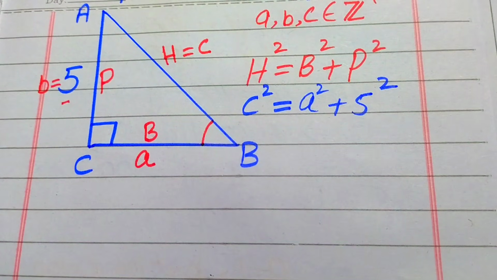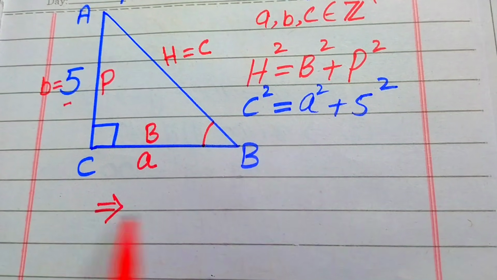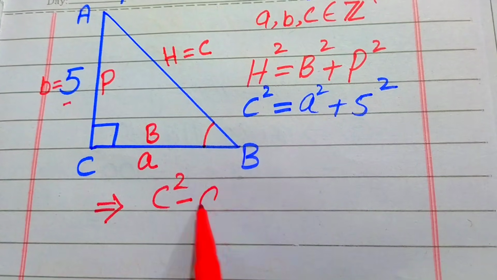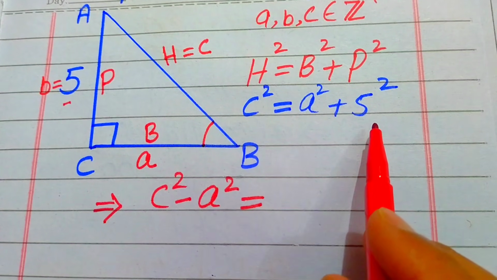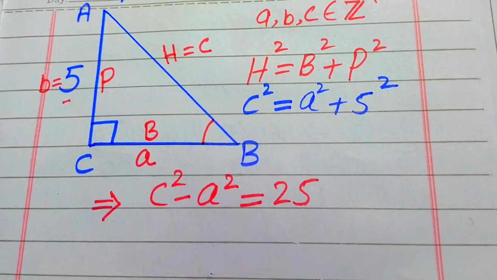And further, in the next step, we need more simplification. Here we move the term a square from the right hand side to the left hand side. This is a positive term, so when we move it to the left hand side it becomes negative a square, and this equals 5 square, and we know that 5 square equals 25.